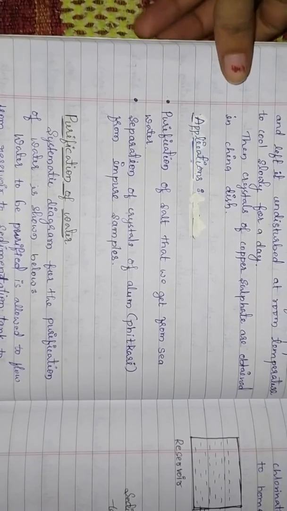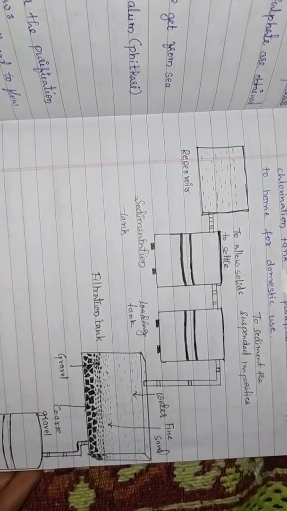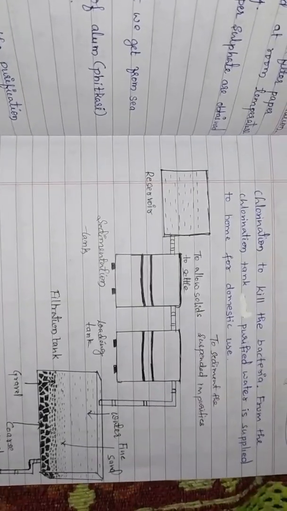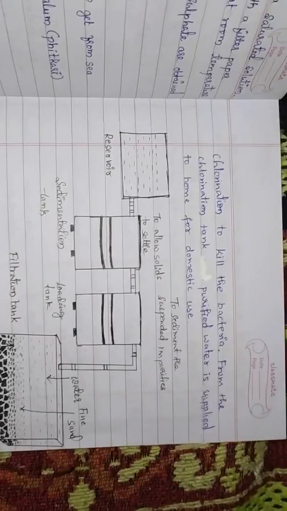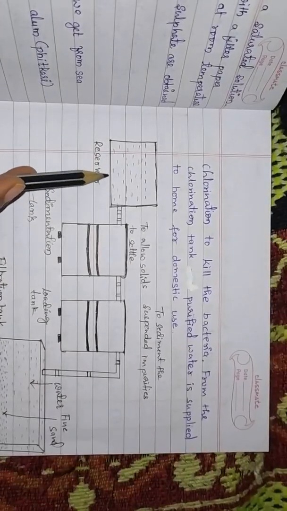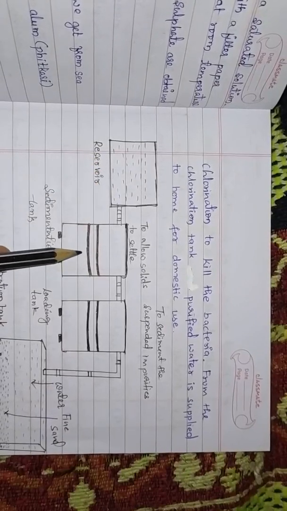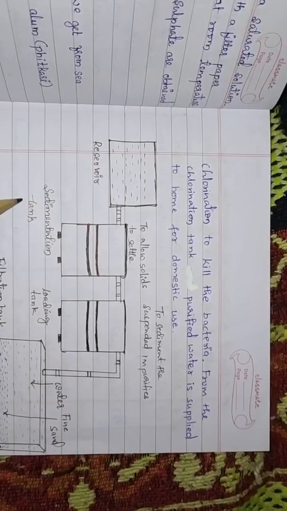Let us see how water is purified. Children, this is the systematic diagram for the purification of water. Let us see how it is purified. See here, it is the reservoir in which impure water is placed. From here, water is allowed to flow into the sedimentation tank.